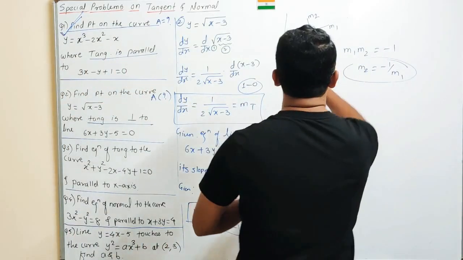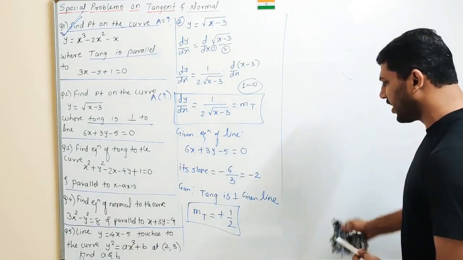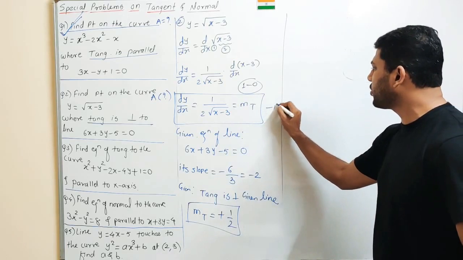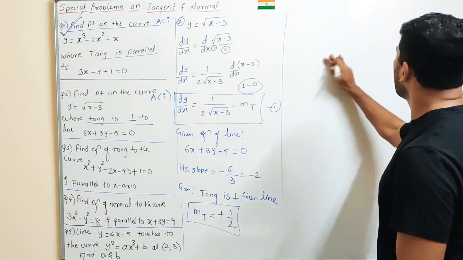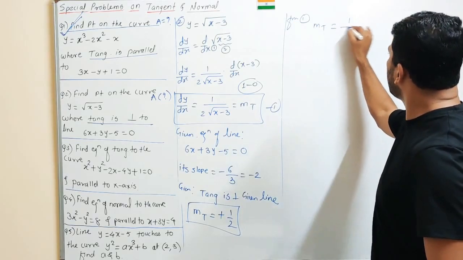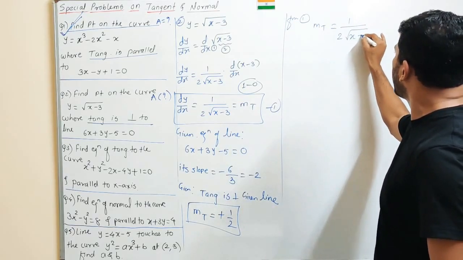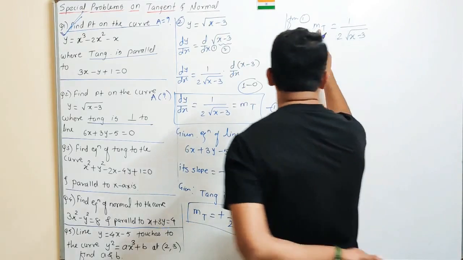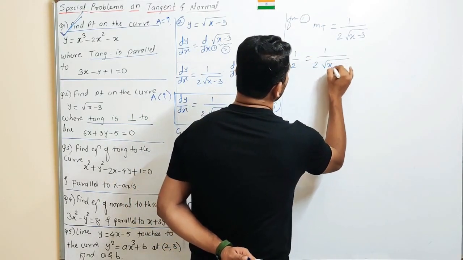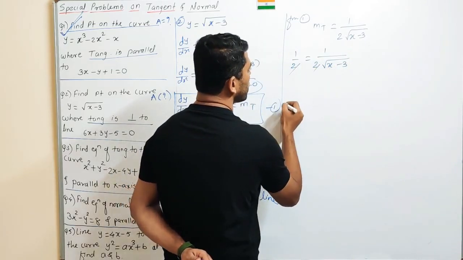Since we got the slope of the tangent, now we can substitute this value over here in equation 1. So I am mentioning here from 1, the slope of the tangent is equal to 1 upon 2 into under root x minus 3. Please substitute the slope of the tangent as 1 by 2, equal to 1 upon 2 into under root x minus 3. This 2 and 2 cancel.